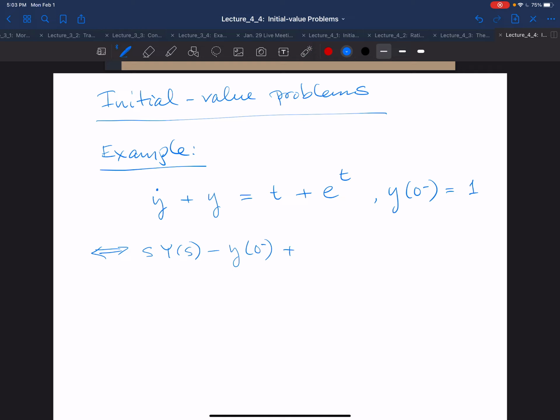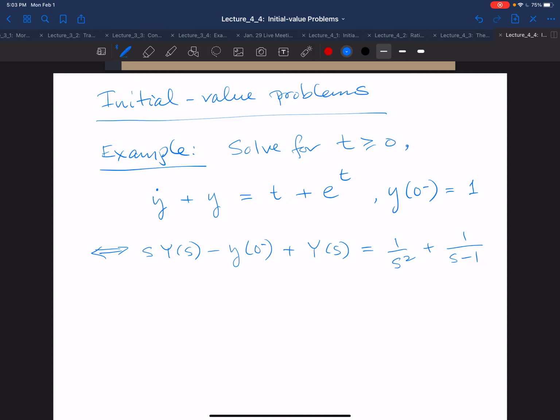The Laplace transform of y itself is just y of s, which we're going to solve for. Then taking the Laplace transforms of the forcing terms on the right-hand side, we get 1 over s squared for the ramp and 1 over s minus 1 for the exponential. Again, the idea is that we're solving for t greater than or equal to 0, so we're using the unilateral Laplace transform for that reason.